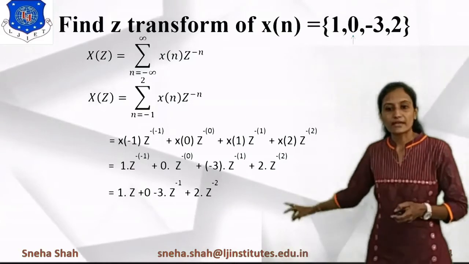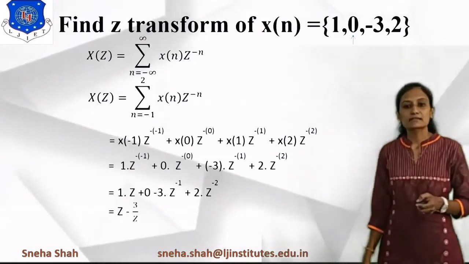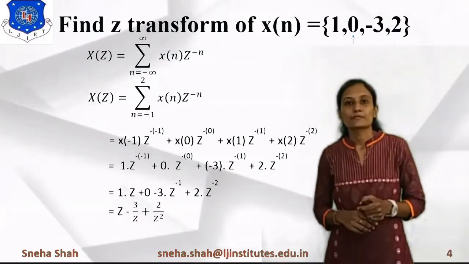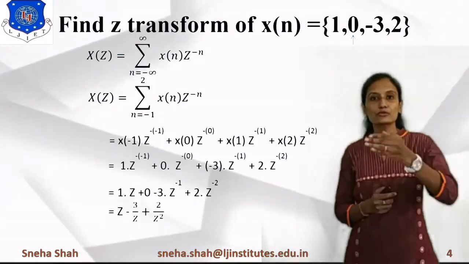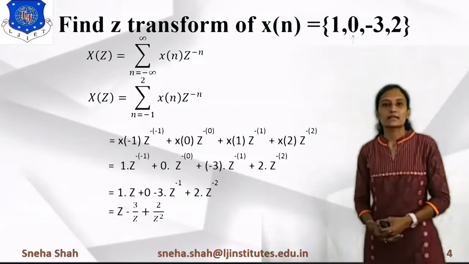Now if I simplify this, the next step is 1 into z means z, minus 3 by z, plus 2 by z to the power 2. 2 into z to the power minus 2 converts to 2 upon z square. So this is your final answer of the Z transform.